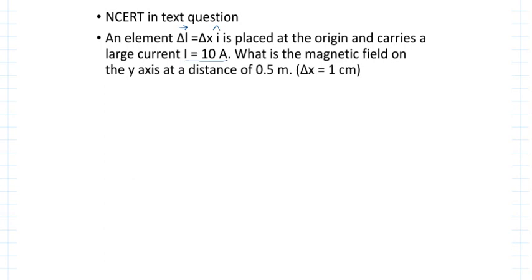So let's show the current element something like this. This is delta x. Here the length of delta x is also given, which is 1 meter. Now they have given that this is placed at origin. So let's draw the xy plane out there. This is the y axis.